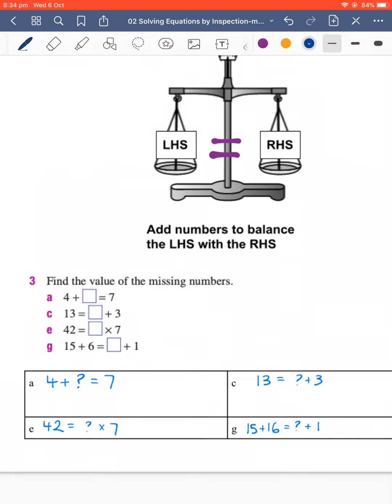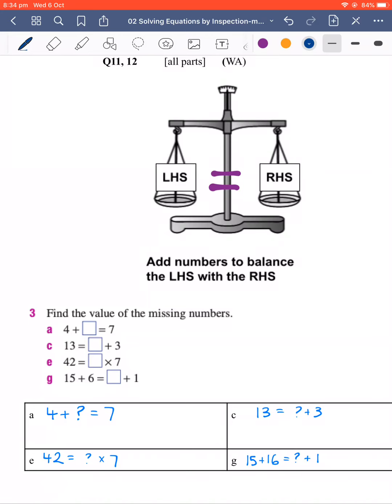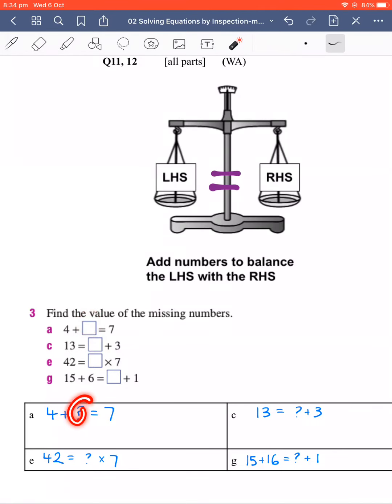So, the first questions we've got here are from question number 3, and basically we want to find out what this missing value is. So what our question mark is. What you do is play around with it. So 4 plus what can give me 7? If I do 4 plus 2, that gives me 6. You can have your calculator next to you, which I find quite helpful as well.